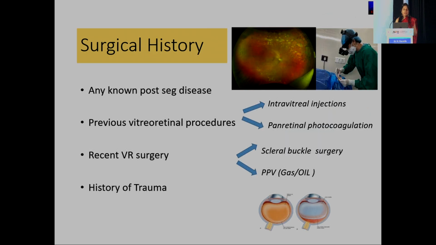And then the most important thing is surgical history. We all know that most of our retinal surgeons often keep sending patients to us. Most of the reason is because of the glaucomas that are associated following a vitreoretinal procedure. So any known posterior segment disease with a history of vitreoretinal surgery, it could be just an injection, it could be a panretinal photocoagulation, it could be a scleral buckle surgery, it could be a gas or an oil which is inside the eye, and that might be causing a secondary glaucoma.